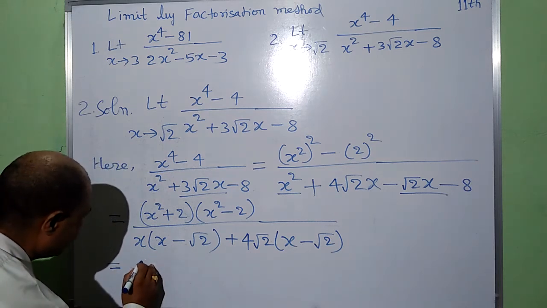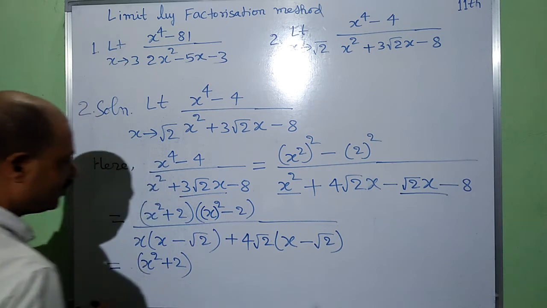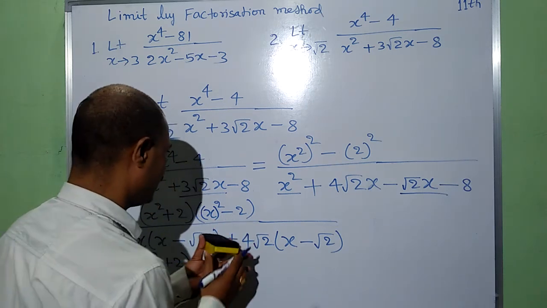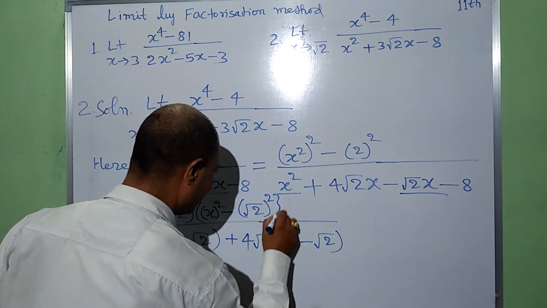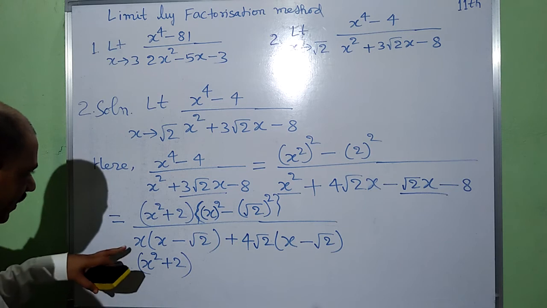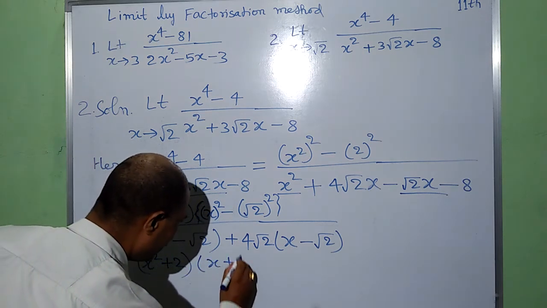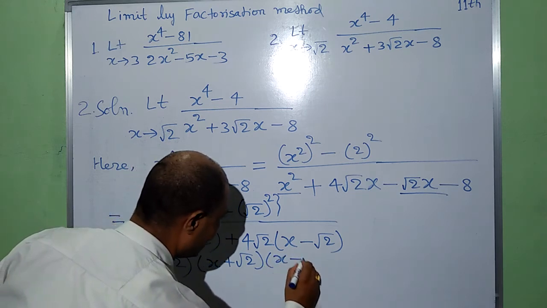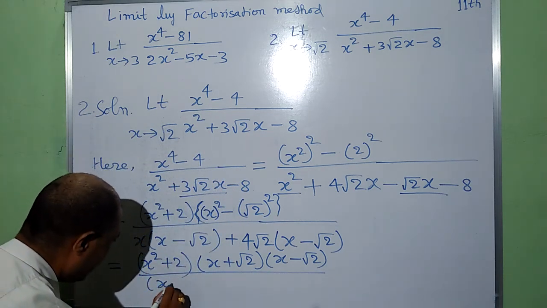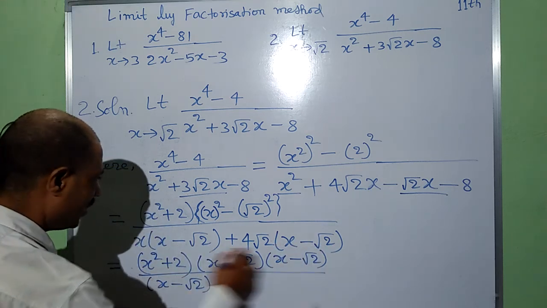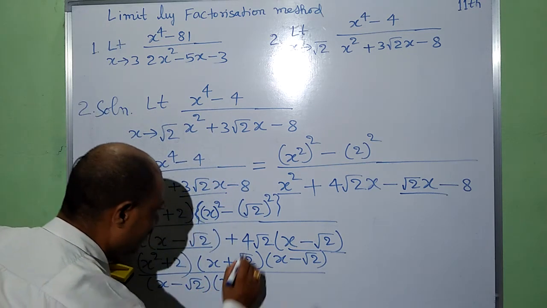The numerator will be x^2 plus 2, and we can write it again as a square minus b square, with (√2) whole square. This is solved: x^2 minus 2, that is a plus b into a minus b. The denominator will be (x - √2), which is common, and the rest is (x + 4√2).